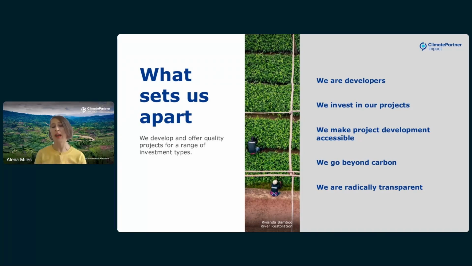And we're also radically transparent. To all of our clients, we disclose our costs, exactly what part of their investment goes on the ground, how much of it goes towards the internal cost, and so on.